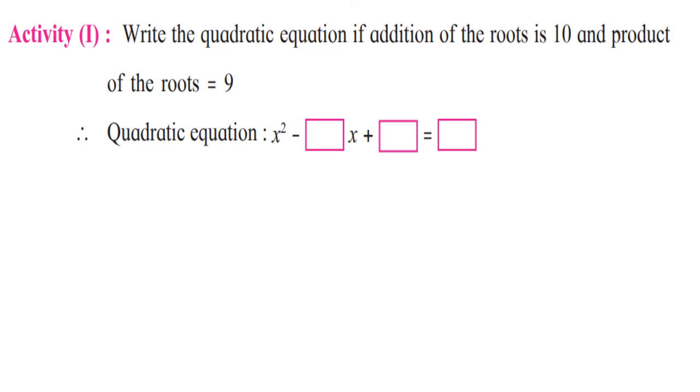So let us see again the solved examples, and here also some questions are activity based. So see, the first activity given here: write the quadratic equation if the addition of the roots, that means alpha plus beta, is 10 and the product of the roots, meaning alpha beta, is 9. Okay, so just recall the previous one. What was the equation? X square minus (alpha plus beta, means sum). So here 10 will appear. Correct? Plus alpha beta means product of the roots. So here 9 will appear and is equal to 0 always.